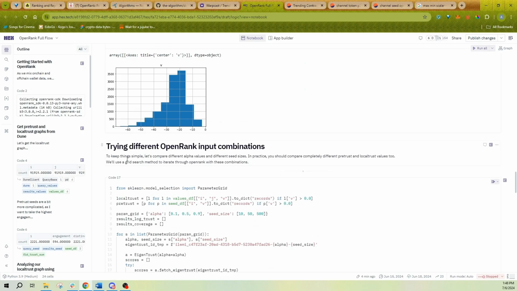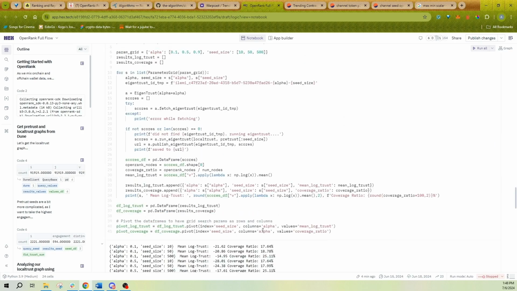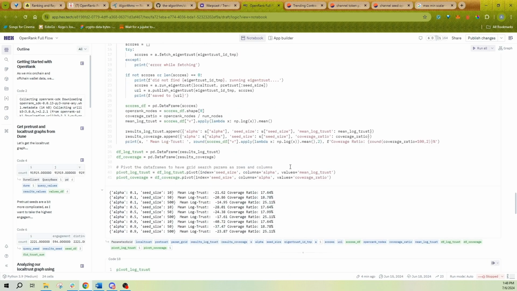I recommend you look up what grid search means. Essentially, part of machine learning and models is testing a bunch of different inputs and parameters and seeing the differences. I put a very simple one here that plays with different alphas, and alpha is just C, right? It's the weighting between pre-trust and local trust. And I played with different seed sizes to see what is the mean trust value output, what is the coverage ratio percentage.